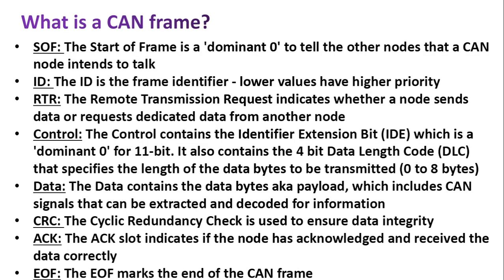Now in the next slide, what is a CAN frame? The CAN frame is explained in detail here. SOF, the start of frame, is dominant 0 to tell the other nodes that a CAN node intends to talk, right? And ID, the ID is the frame identifier. Lower values have higher priority. RTR, the remote transmission request, indicates whether a node sends data or requests data from another node. And control, the control contains the identifier extension bit, which is dominant 0 for 11 bit. It also contains the 4 bit data length code, DLC.